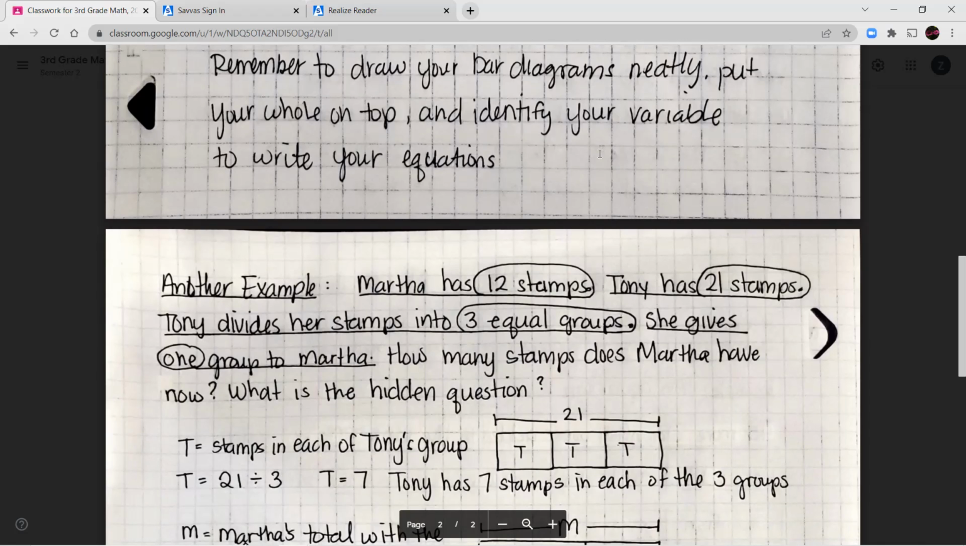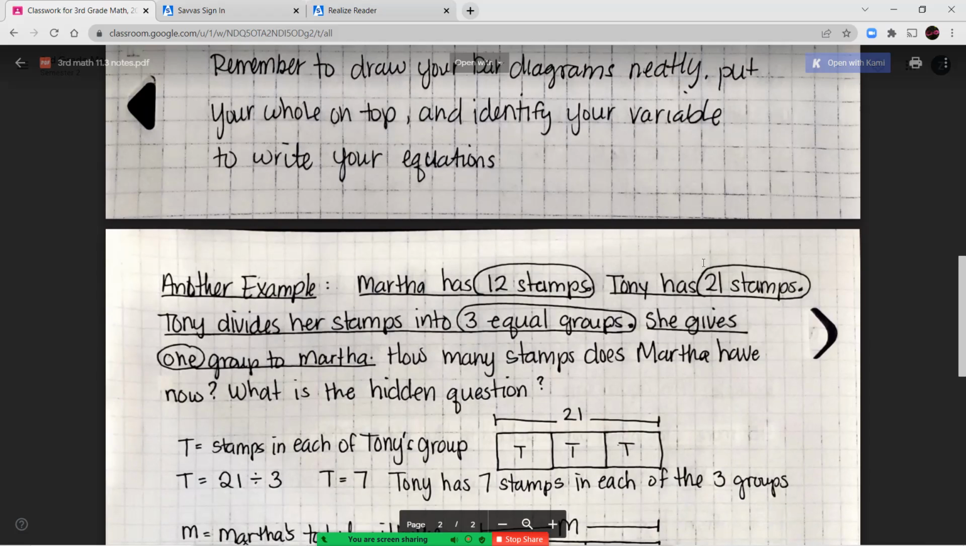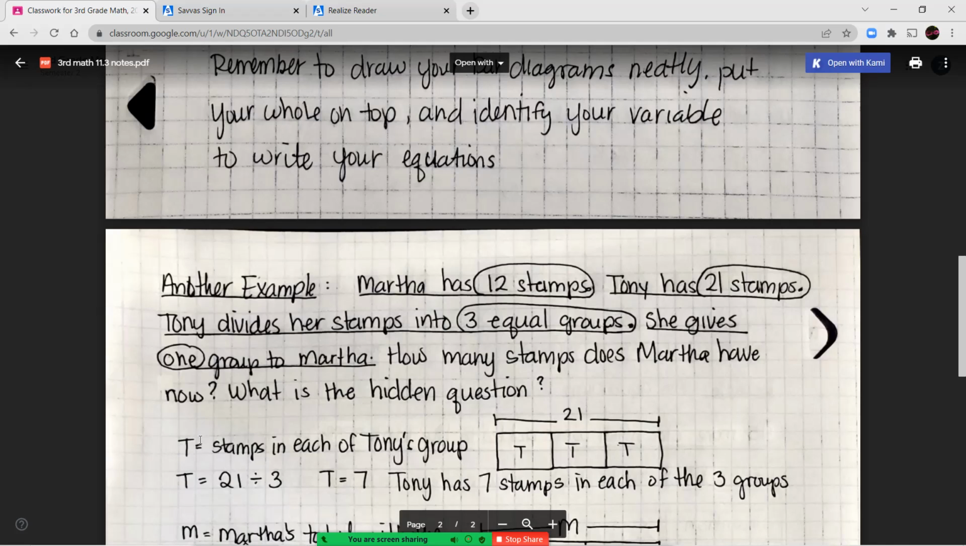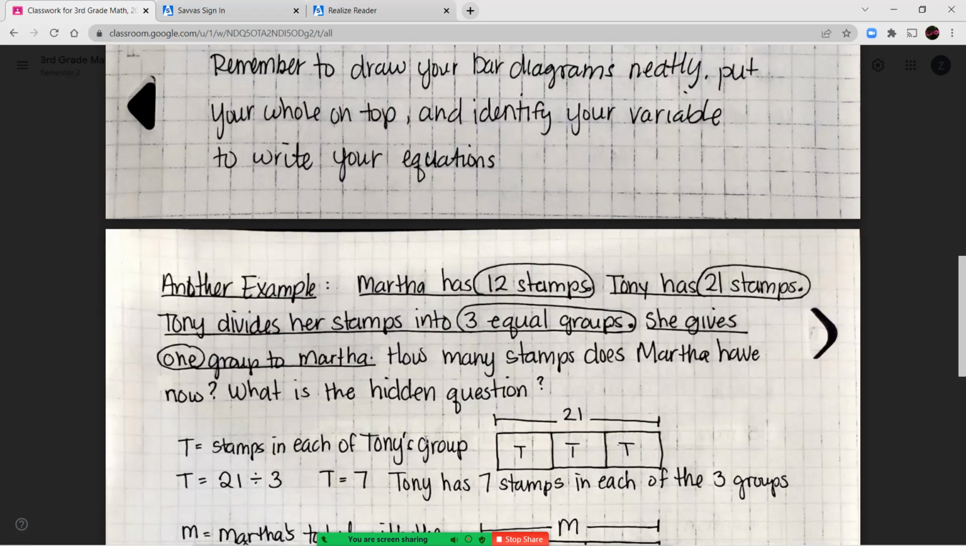Okay, so I need to stop and think. My hidden question is going to be how many are in each one of Tony's groups, because we know she had her 21 stamps that she split into 3 groups. So each group, how many is in each group? I'm going to use T as my variable and say that T are the stamps in each of Tony's groups. So I know there's 21 in all, and she divided them into 3 groups.